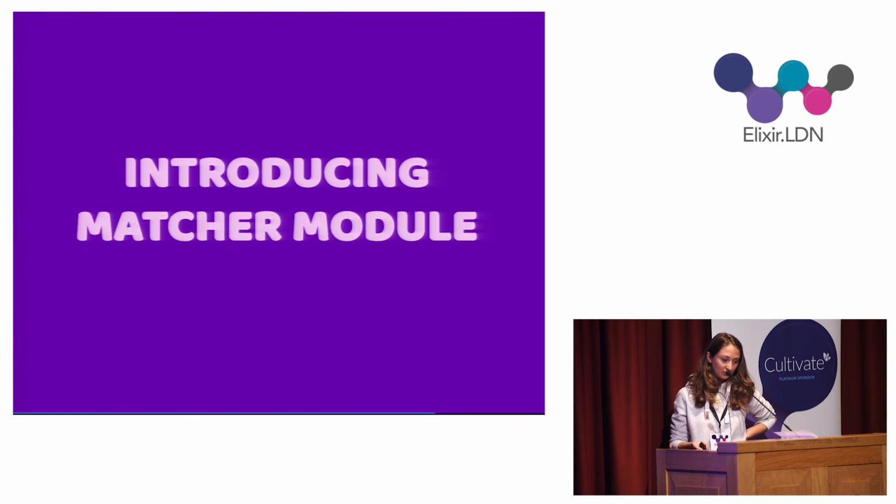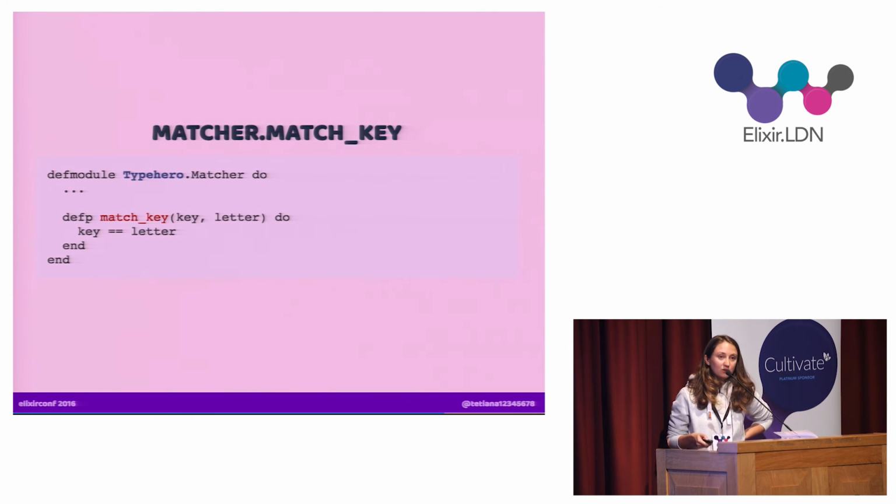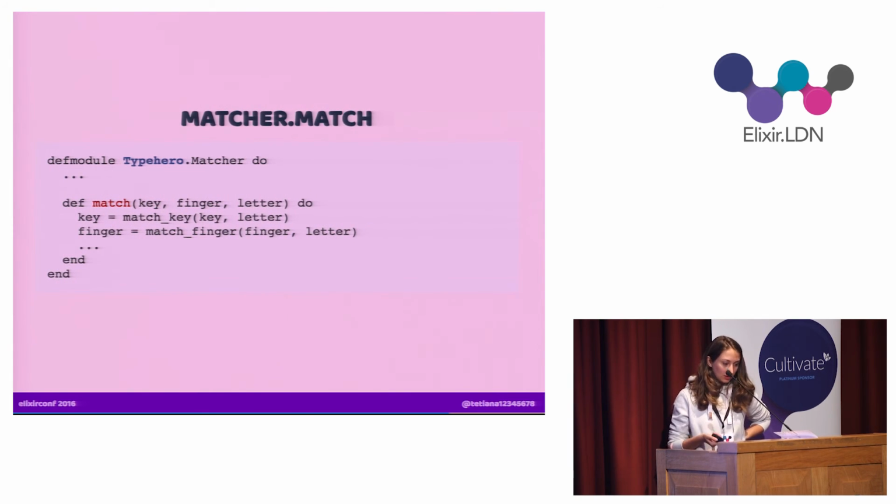What happens in the matcher module? Let's go through this. So we have our match function, which is accepting key, finger, and letter. And the match key is going to say whether key and letter match, so it's true or false. And similar for the finger, it's going to say true or false.